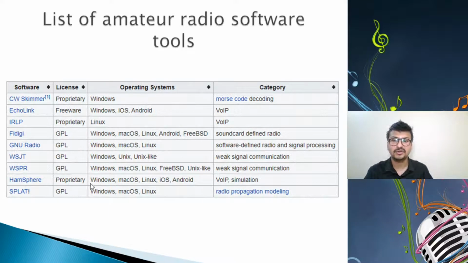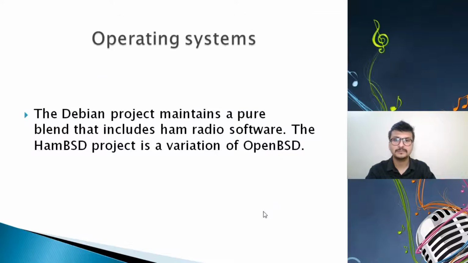License is proprietary. Works on Windows, Mac OS, Linux, and iOS and Android apps also. Category is VoIP, simulation. Next software is Splat and the license is GPL. It works on Windows, Mac OS, Linux. Category is radio propagation modeling.